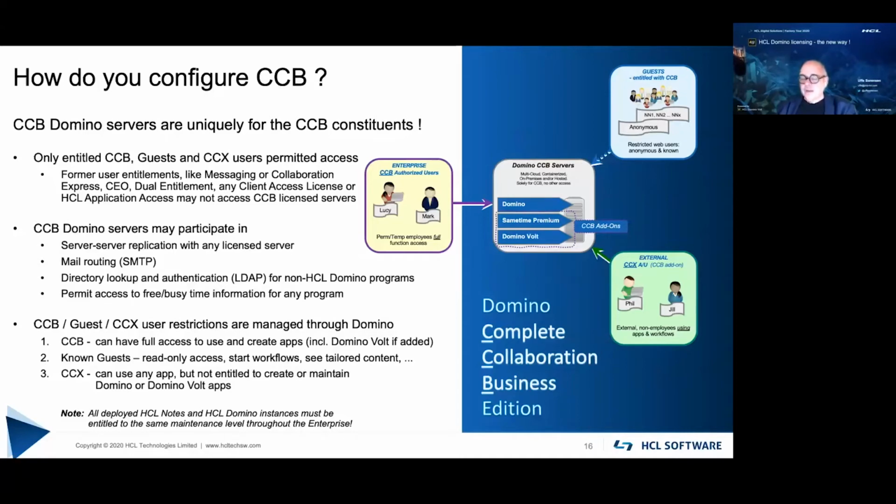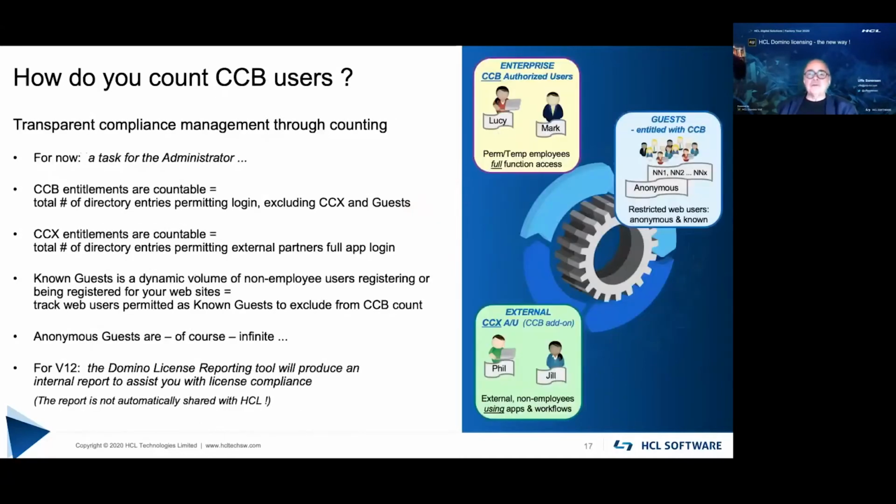So last thing about this is how you actually count the users. We will provide, and it was mentioned in some of the roadmap sessions already, that version 12 will include a Domino license reporting tool that will simply create an internal report for you to assist you in license compliance. This is not something that's shared with HCL. It's a report for you that you can use, also with HCL, of course, in negotiating licensing, but this is basically how we will try to manage it. You count the CCP users.